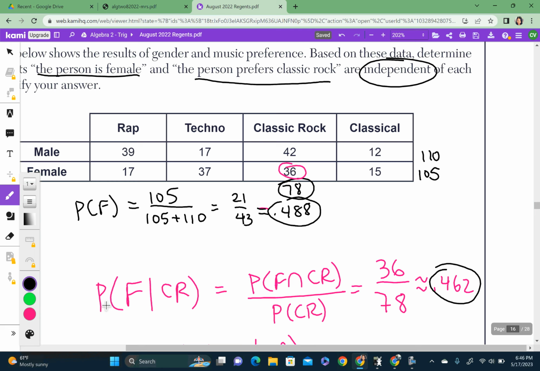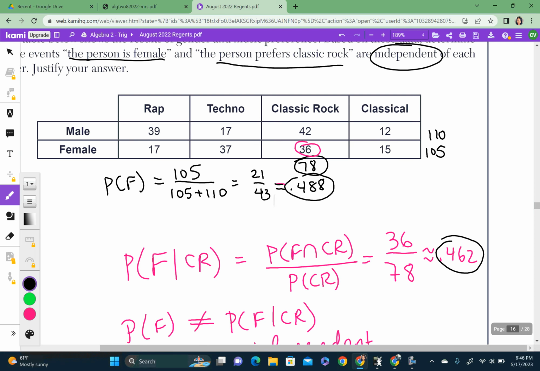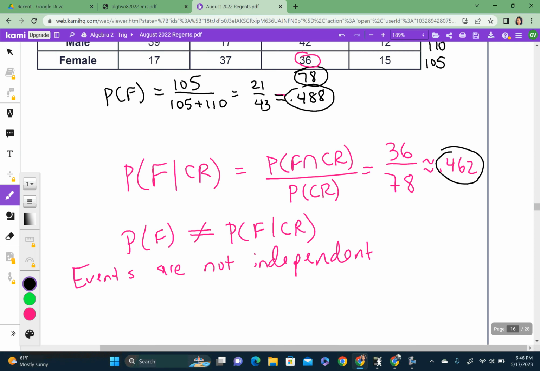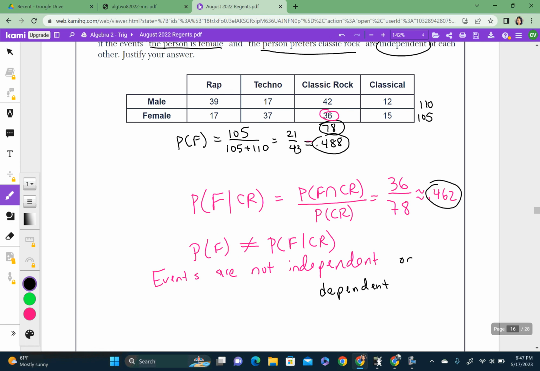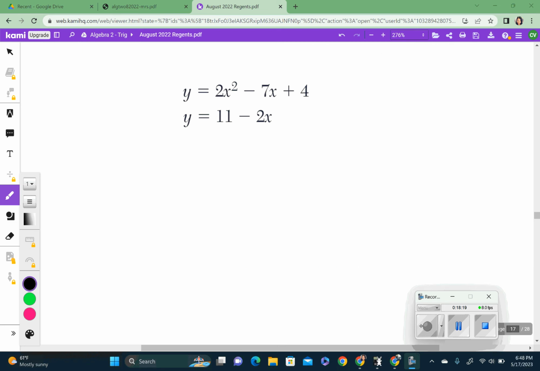If they're different, they are dependent. If they are the same, then they are independent. Can you tell? These two numbers are different, so they are dependent, which means the same thing as not independent. If you're not independent, you are dependent. You can say one or the other. The reason is that the probability of females is not the same thing as the probability of females given classic rock. They're not the same thing, and therefore they are not independent, aka they are dependent. All right, next question.